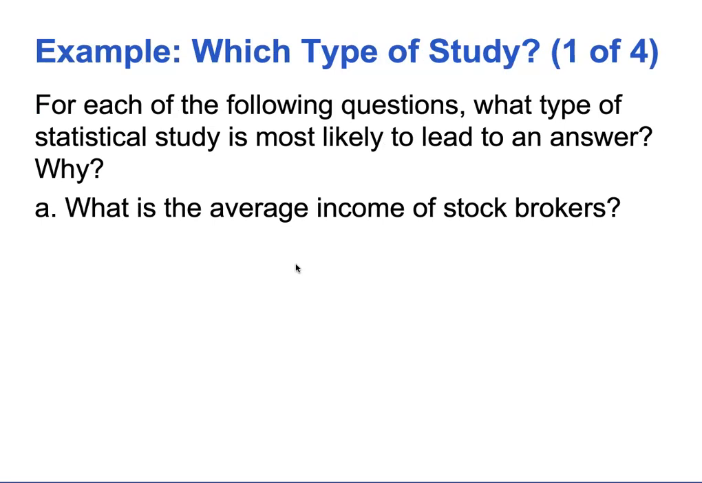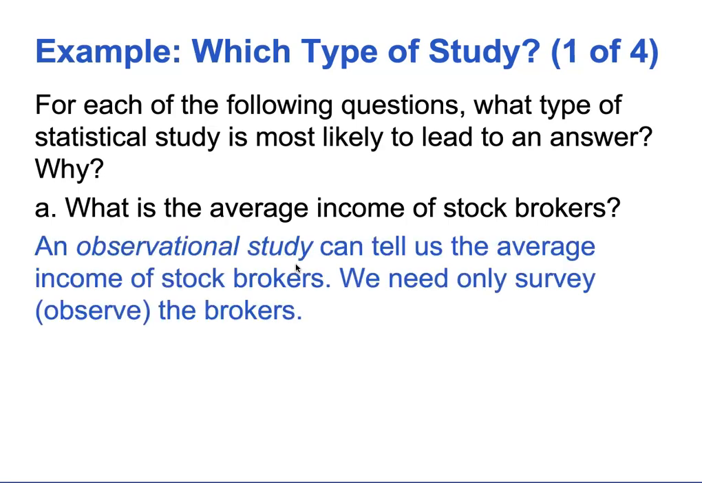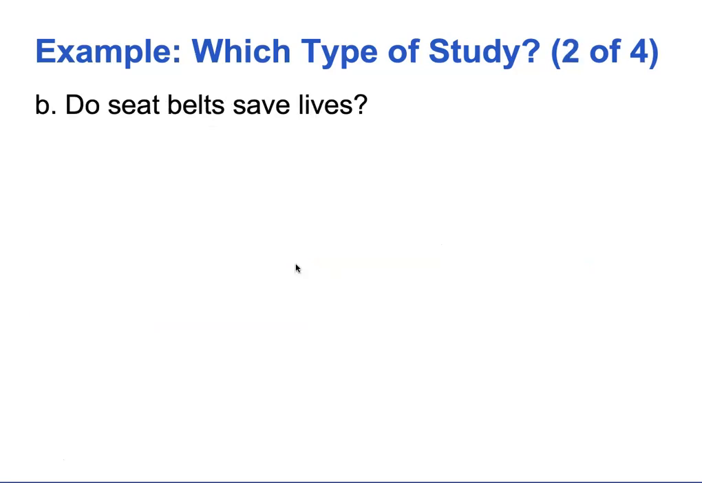For each of the following questions, what type of statistical study is most likely to lead to an answer and why? A. What is the average income of stockbrokers? This would be an observational study. They can tell you the average income because we only need to observe or do a survey on the brokers and look at their incomes. There's no experiment or anything given to them.